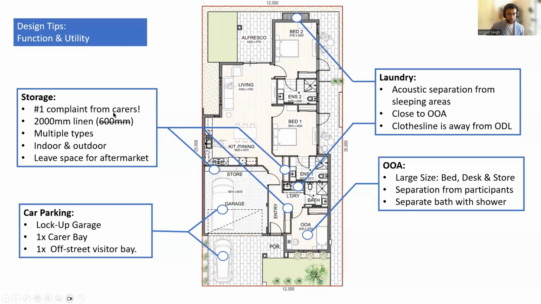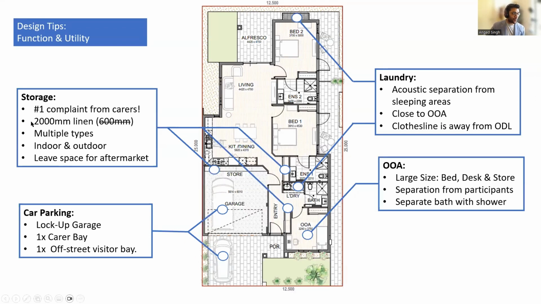So storage. Now the NDIS SDA design standard requires a 600 mil storage cupboard. It's just not enough. It's not even close. That's probably the minimum requirement for your lockable storage. However, I think you need at least a couple of linen cupboards, 2 meters wide. Remember, you have linen, you have bedding, you have towels, upholstery maybe. You might want to store some board games for community activities. There's so much stuff, and this is really where it needs to live.